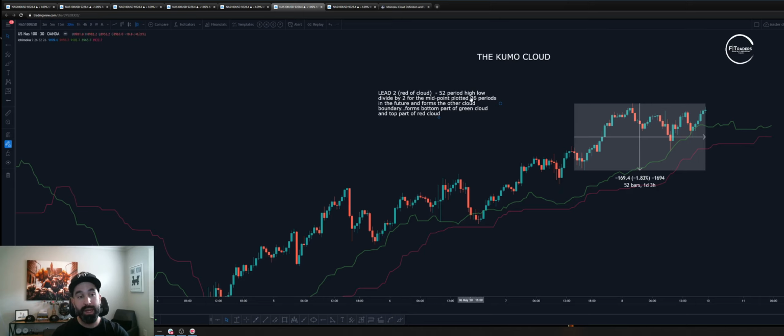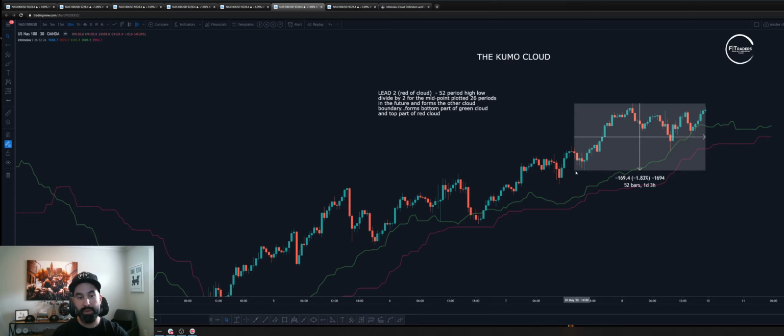The 52-period high and low, divided by 2 for the midpoint, plotted 26 periods in the future, forms the other cloud boundary. It forms the bottom part of the green cloud and the top part of the red cloud. Okay, so we got 52 periods.